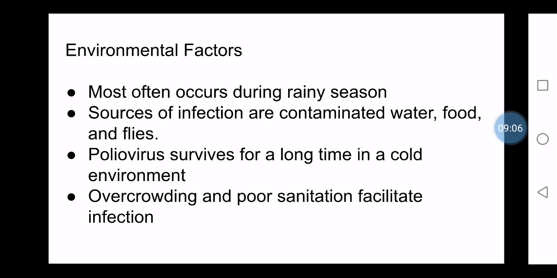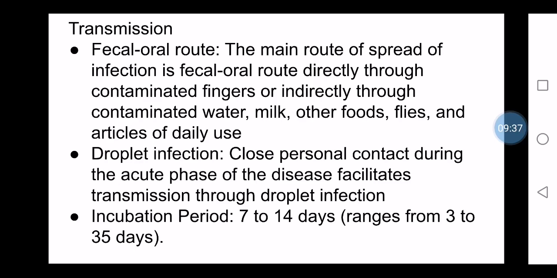So what was the epidemiological triad of poliomyelitis? The agent is poliovirus. The host is all age groups, but children are especially susceptible, and it shows a gender difference, with males more infected than females. Looking into the environmental factors, we see the rainy season, contaminated water, food and flies, a cold climate, and even overcrowding and poor sanitation. This is all about the epidemiological triad of poliomyelitis.